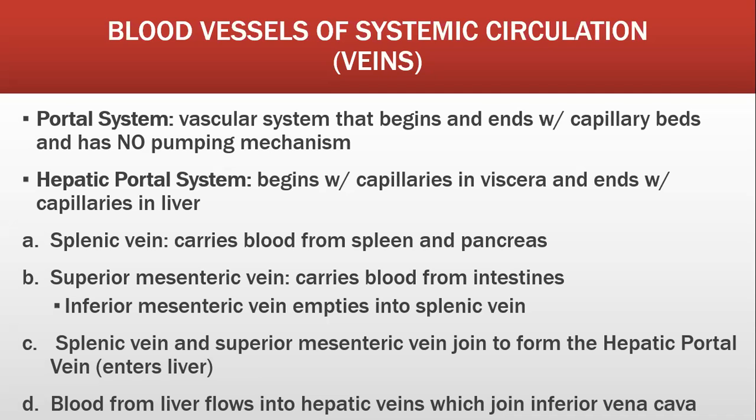Within the hepatic portal system, we have different types of veins. The splenic vein carries blood from the spleen and the pancreas. We also have the superior and the inferior mesenteric veins. Then the splenic vein and superior mesenteric vein join to form the hepatic portal vein. And the blood from the liver flows into the hepatic veins, which join the inferior vena cava.